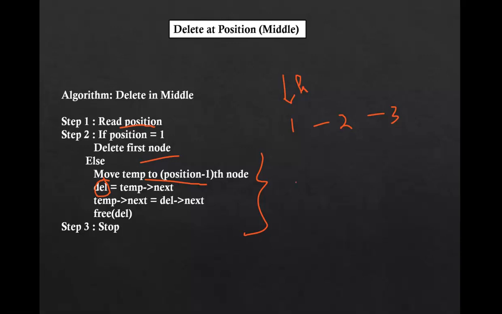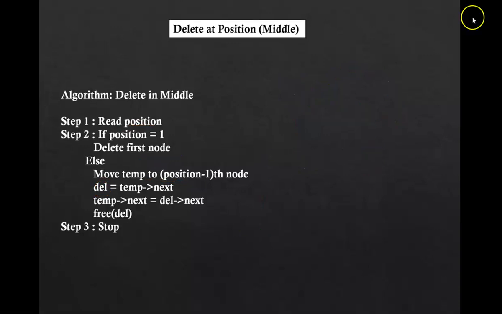So the concept is that now you move to that particular position where you have to delete, and make this del, and this will be your temp. So you make temp's next point to del's next. This is del's next. What is del's next? Node 3. And then you free this node del. This is the logic to delete at a position.